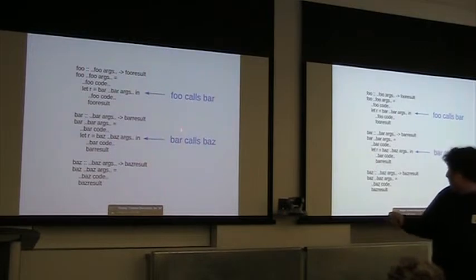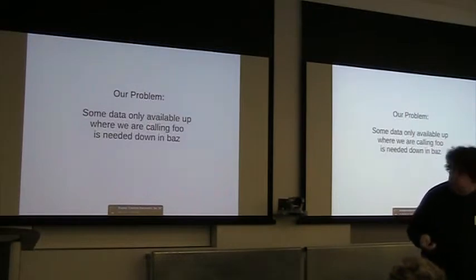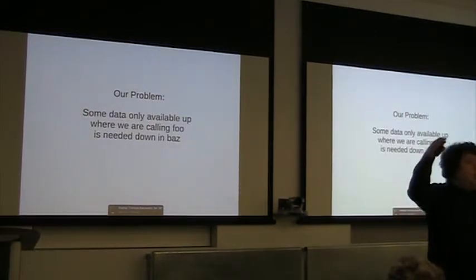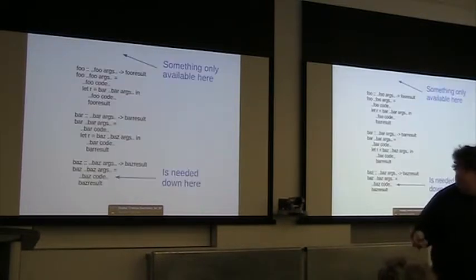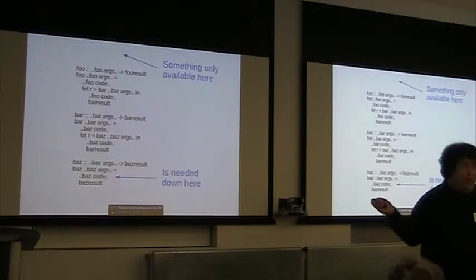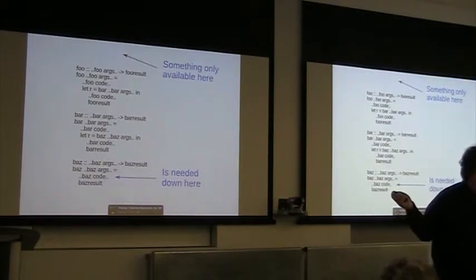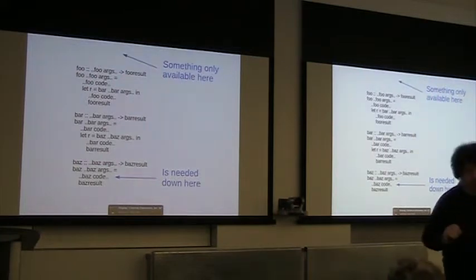Then we discover, as we're happily coding along and it looks pretty good, that we have a problem. We have some data available only up where we're calling foo that we need down in baz. So something way up here where we call foo, we need to get all the way down here in baz, at the bottom of the stack. This is a problem that shows up in pretty much every programming language. I think I encountered it programming Pascal in the seventh grade. There are a number of solutions to that, such as dynamically bound Common Lisp variables. That is one of them.